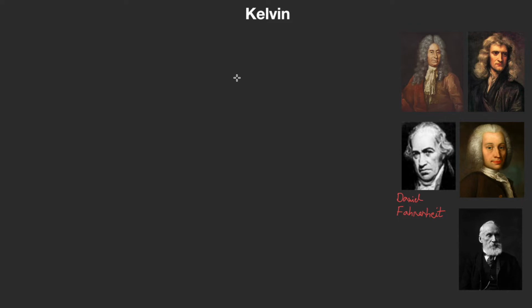So he set his temperature scale on two reference points: 0 degrees Fahrenheit for a salt water solution and 96 degrees Fahrenheit for the temperature of a healthy human body. First, just writing down the year, 1724, and Daniel Fahrenheit. So 0 was for the saltwater solution, and 96 degrees Fahrenheit was for the average human body temperature.